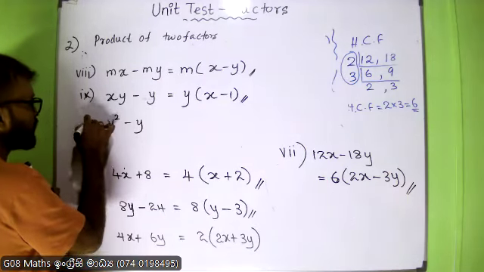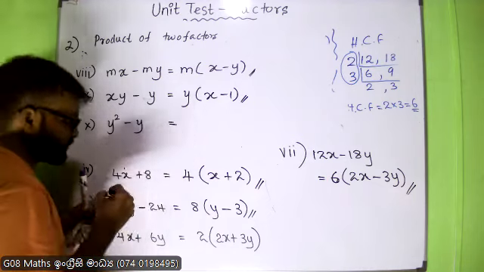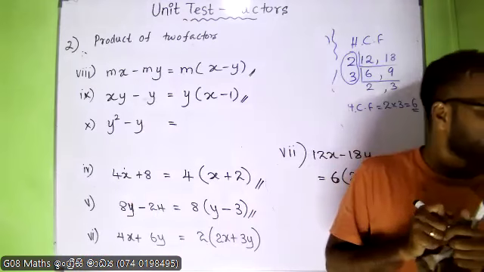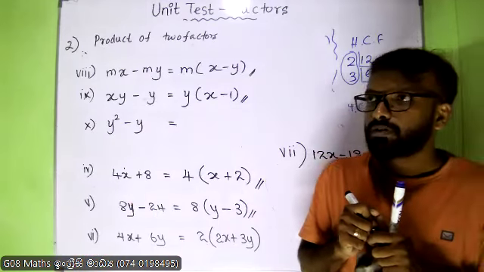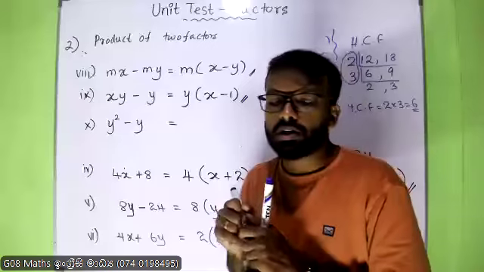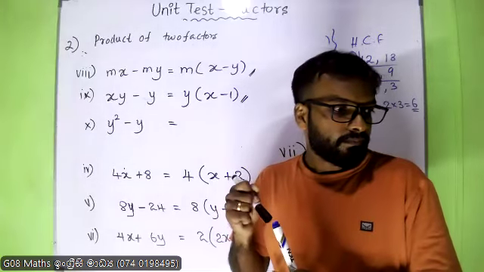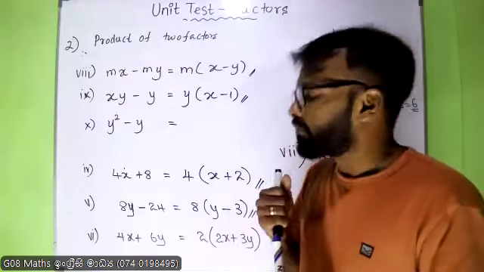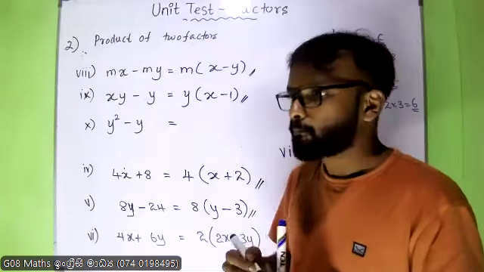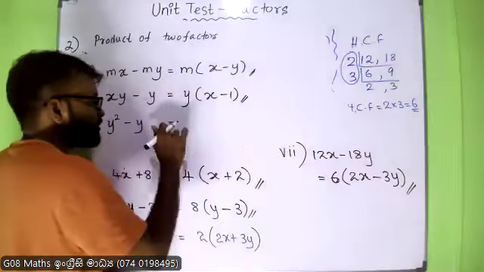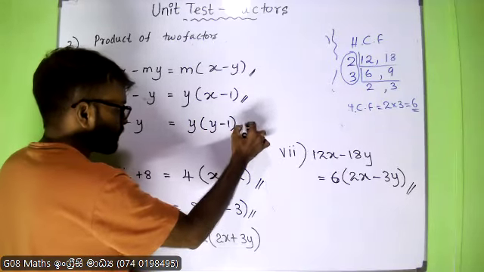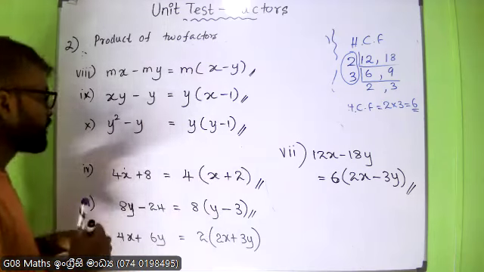Then you have y squared minus y. Roshankar, can you tell me the answer? y minus 1. What is the common term? y. So the full answer is y, and then in brackets, y minus 1. Super. y times y minus 1. So this should be everything.